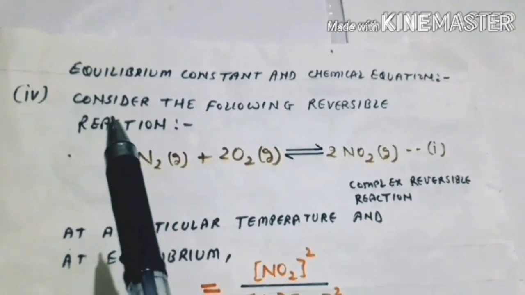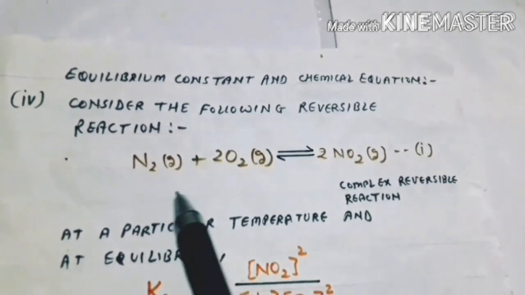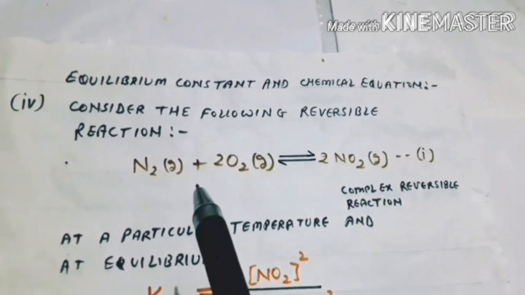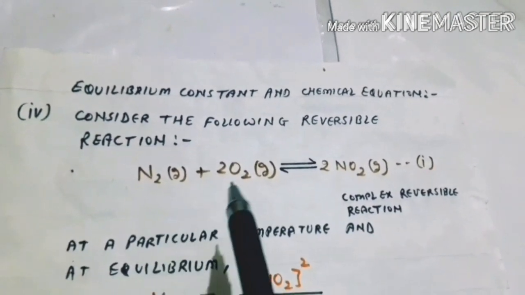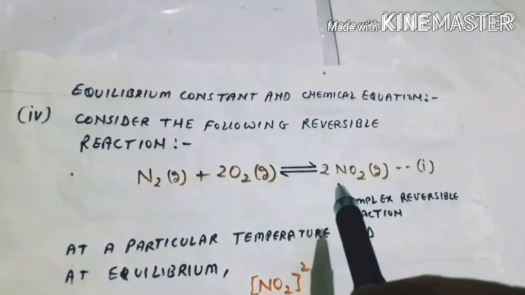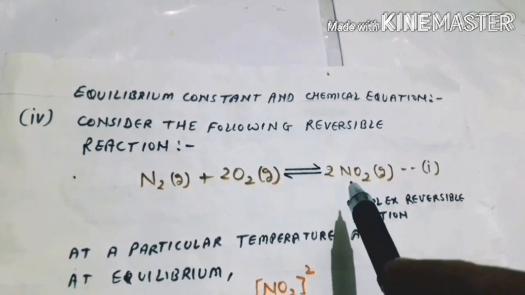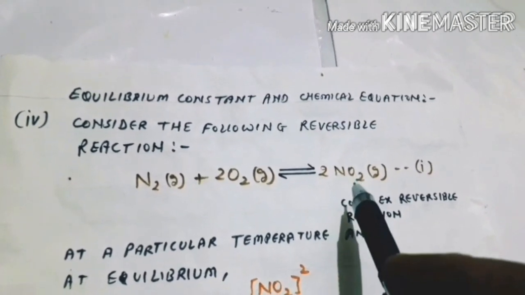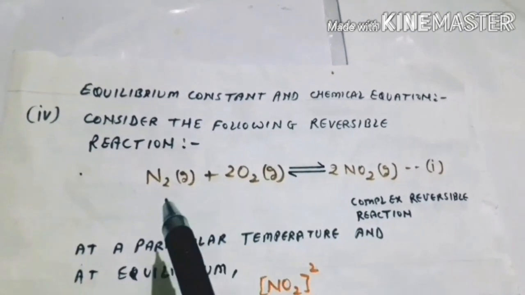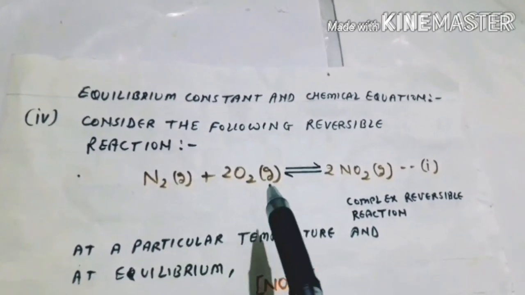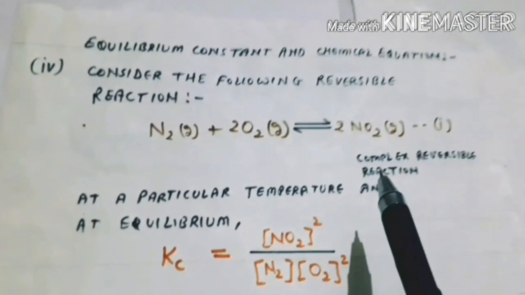Now let us consider the fourth case with respect to equilibrium constant and chemical equation. Consider the following complex reversible reaction in which 1 mole of nitrogen gas reacts with 2 moles of oxygen gas in the forward direction to produce 2 moles of nitrogen dioxide gas, and the product 2 moles of nitrogen dioxide gas decompose in the backward direction to give back the reactants, that is 1 mole of nitrogen gas and 2 moles of oxygen gas. So this is an example of a complex reversible reaction.